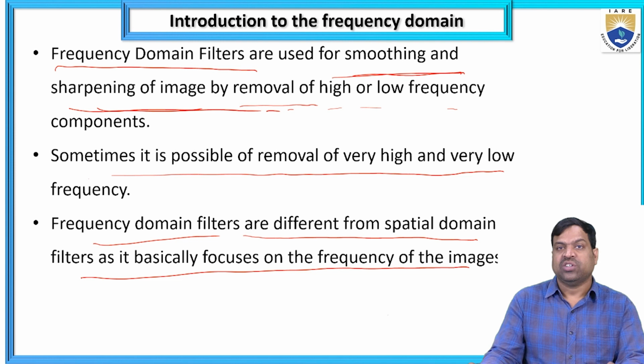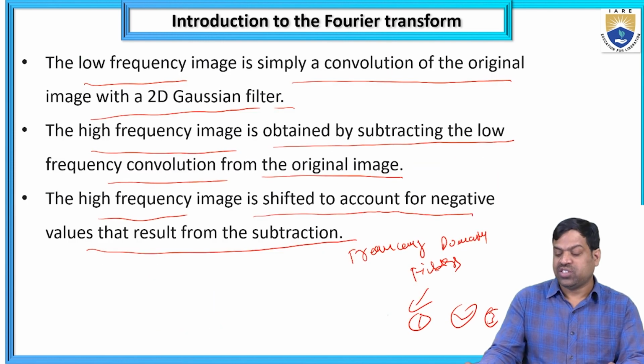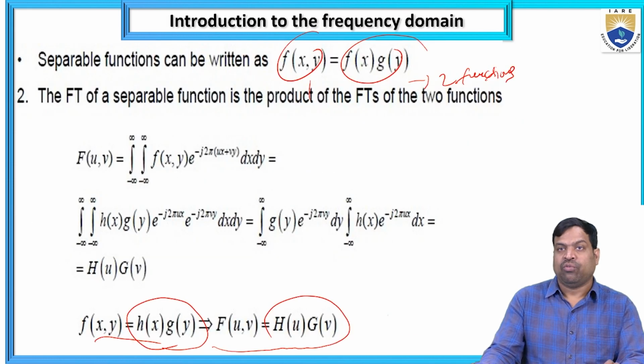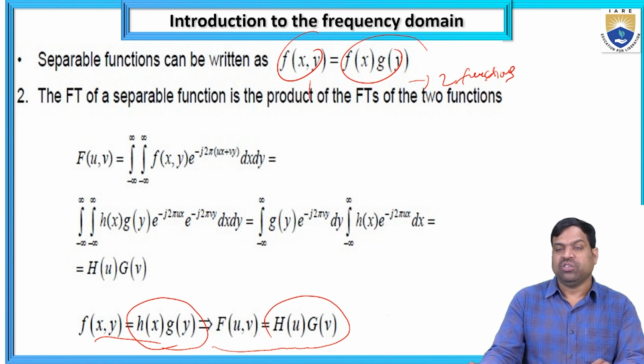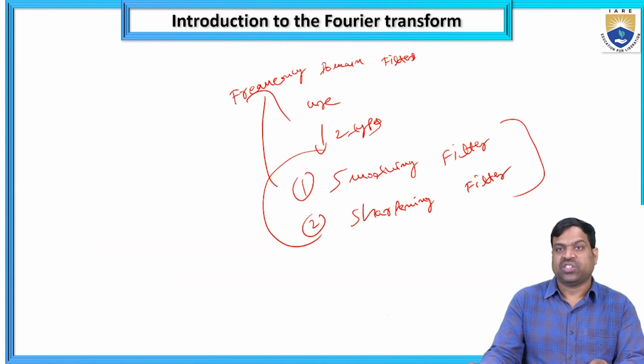So in this we discussed majorly Fourier transform, Fourier series, and fast Fourier transform. These are all used to go from the spatial to the frequency domain and back into the spatial domain. We discussed the advantages of the frequency domain and the types of frequency domain filters. In the next session we will discuss smoothing and sharpening filters used in the frequency domain.